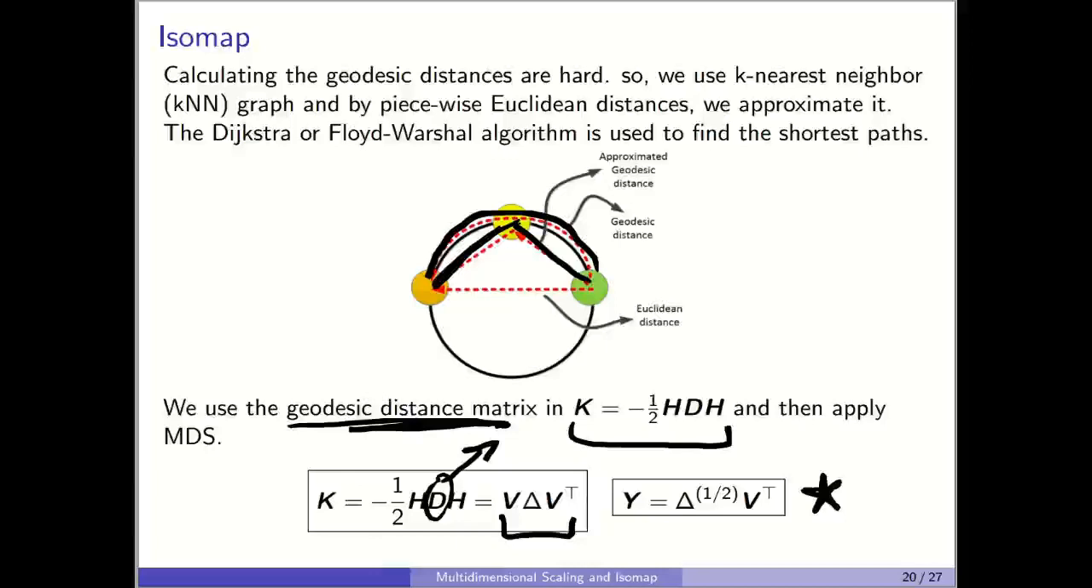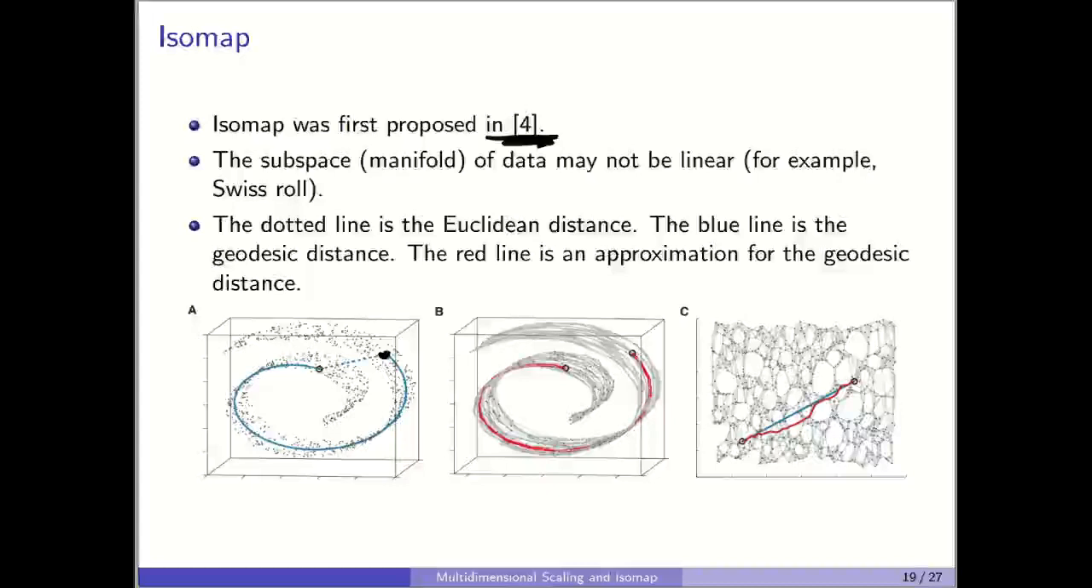Also, as I said, in order to approximate the geodesic distance, we find the k-nearest neighbor graph, as we are showing here. Then we have a path between every two points using piecewise paths. For finding the distance from this point to this point, we have a lot of different paths, but we need to find the shortest path, which is the red path.